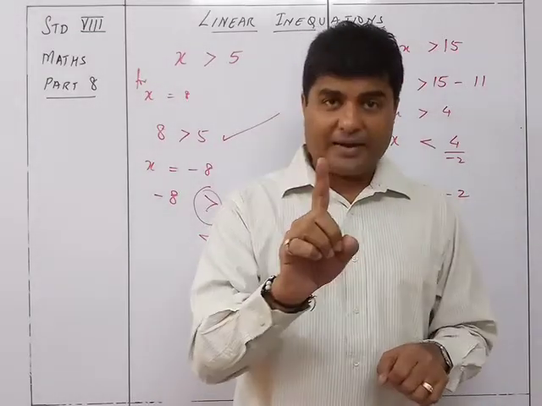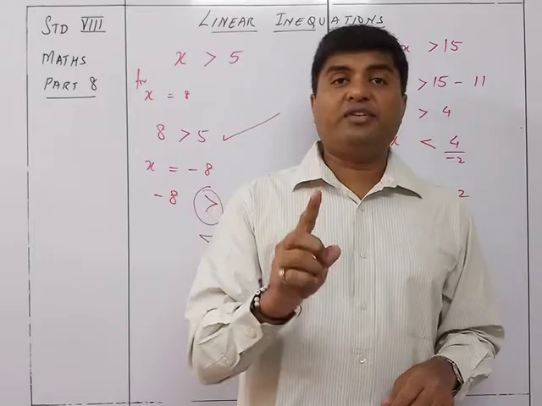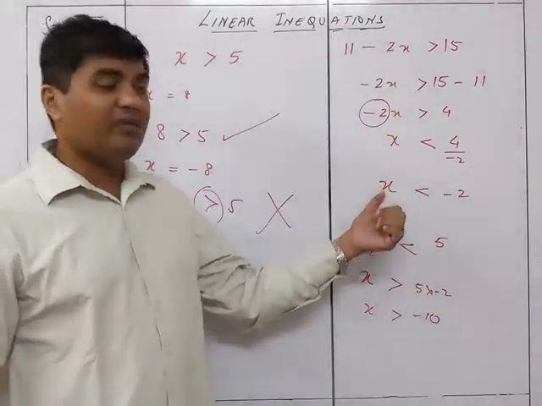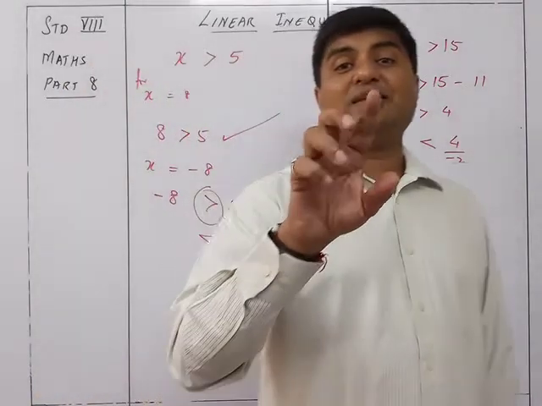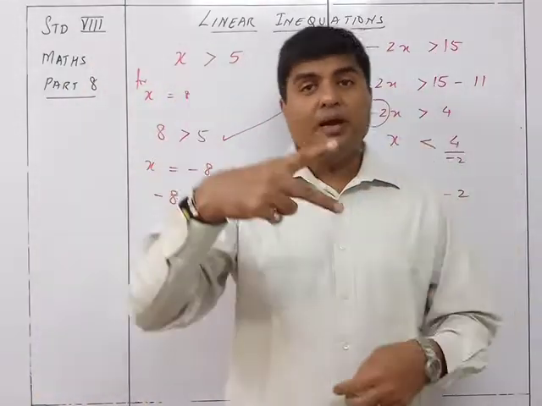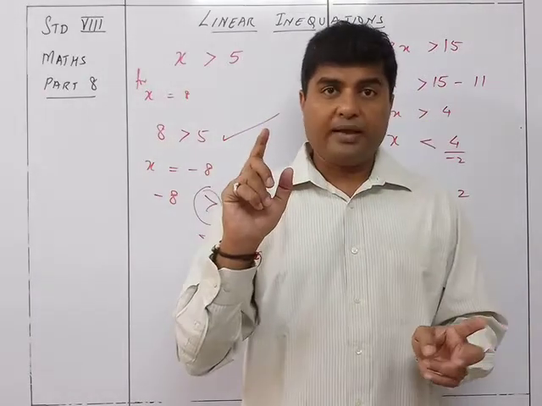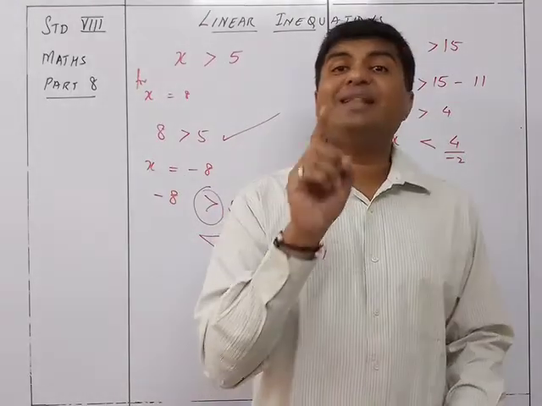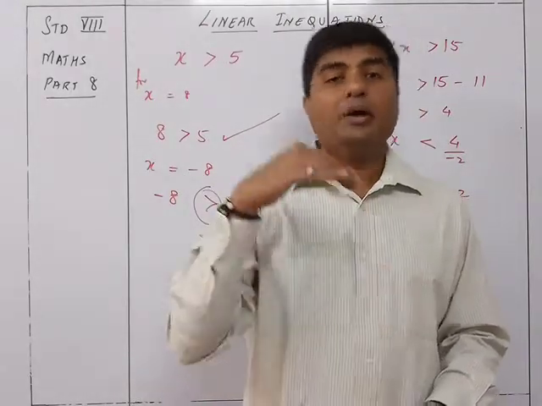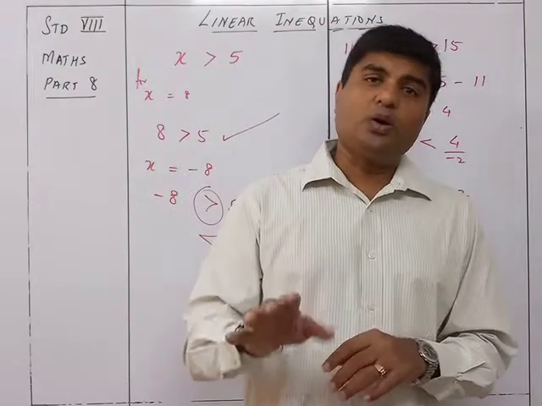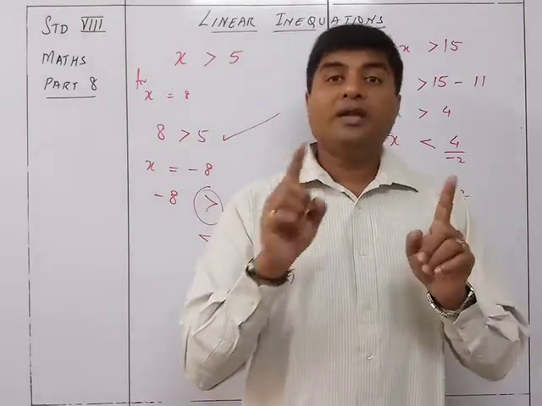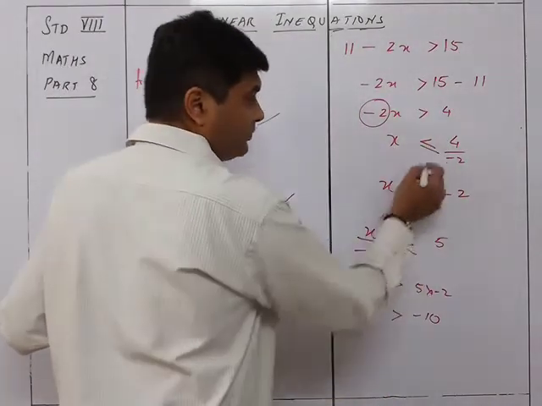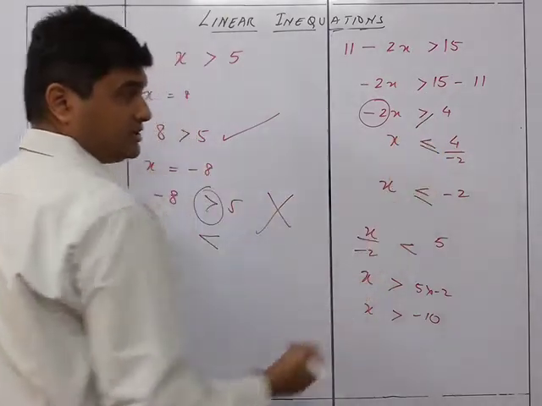But if multiplication or division is done with a negative number, then the sign which is there changes. The greater than sign will become less than sign. Less than will become greater than. If it is less than equal to, it will become more than equal to. If it is greater than equal to, then it will become less than equal to. So the equal to part will always remain. If this would have been like this, it would have become like this.